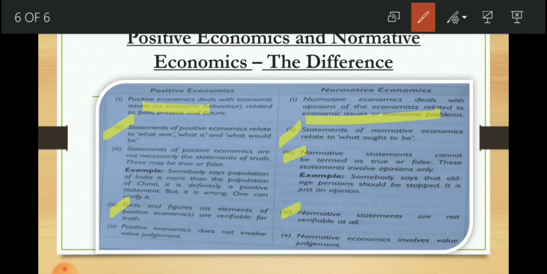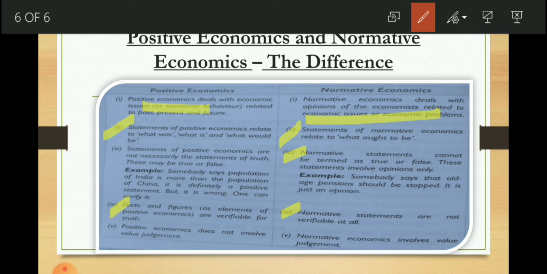So that was the topic of positive and normative economics. They are exactly opposite to each other, where positive economics tells us what is, what was and what will be, while normative economics is just what should be done and what ought to be. It is just someone's opinion. Positive economics is verifiable truth, normative economics is not verifiable truth. Normative economics is just someone's opinion, whereas positive economics covers the economic situations which have happened.